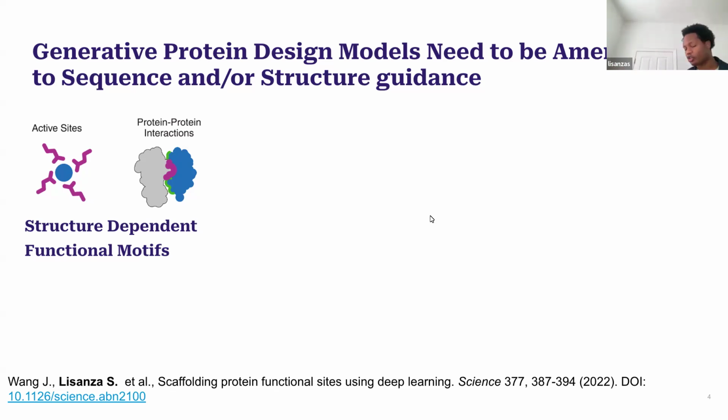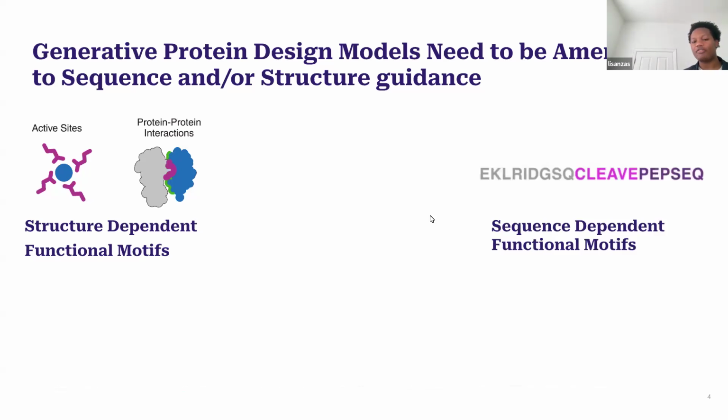So those are examples of structure dependent function, but you also have sequence dependent function. In this case you have a functional motif that's entirely sequence dependent. In fact, oftentimes if such a sequence motif does take on a structure, it usually loses its functionality. For instance, you could have a cleavage site, and that would be the functional motif there.